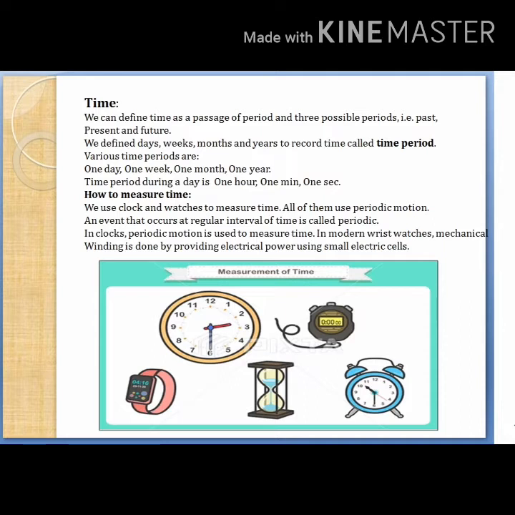So clocks use periodic motion to measure time, but it is easier to read the time in digital clocks. Nowadays you can easily measure the time because you have modern clocks, digital clocks, wristwatches, which work on electric power using small electric cells. But before the invention of modern clocks, human beings used sundials, hourglasses or sand clocks, and water clocks to measure the time interval during a day.